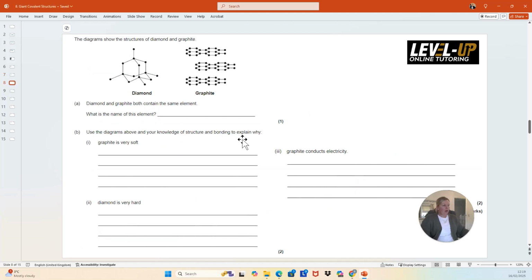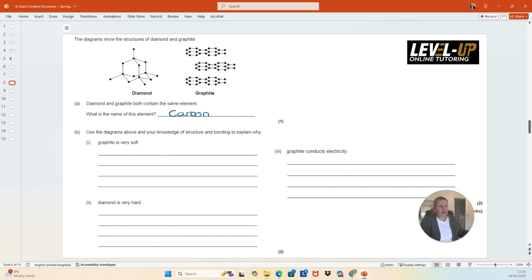Okay, on to a mid-level question then. So now we're having to explain why we have the properties that we have. They were just very basic questions about the structures before. This is now getting a little bit deeper. Why does it have these properties? So here we've got diamond and graphite, and it says they both contain the same element. What is the name of this element? It is carbon.